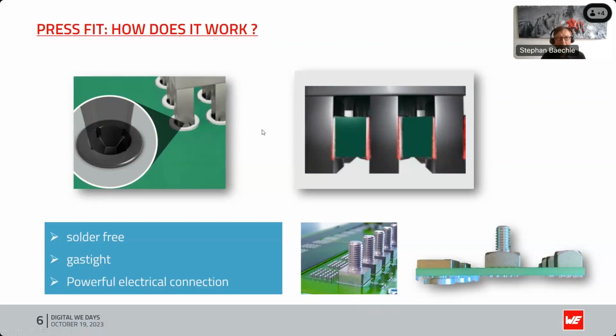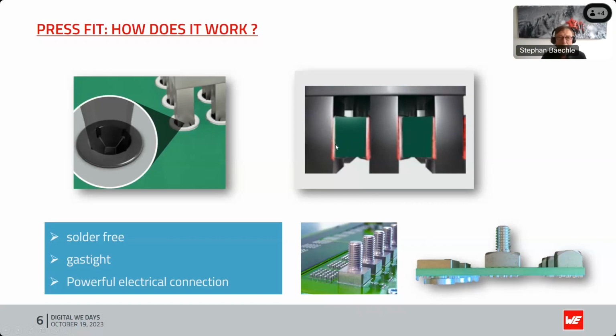So we have a closer look on the press fit technology now. How does it work? It's a solder-free, gas-tight and powerful electrical connection. You have a solid pin, and this solid pin gets pressed by force into the via of the PCB, the copper via of the PCB. And then under the tin layer of our product, we do not have a nickel layer like for soldering products. We have a copper layer under the tin layer on our product. And that means you get a cold welding situation. You can see it here in this picture, between the via in the PCB and our component.